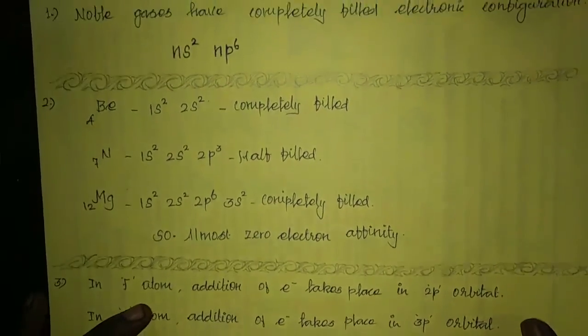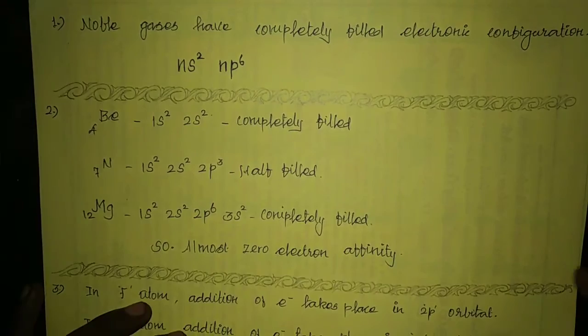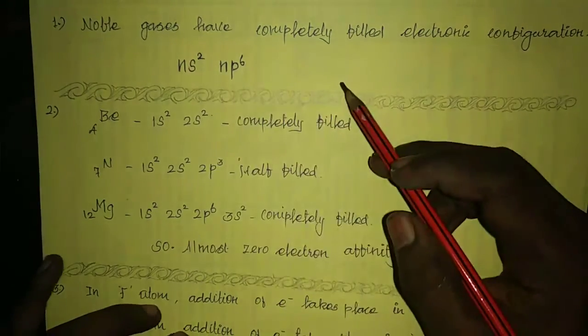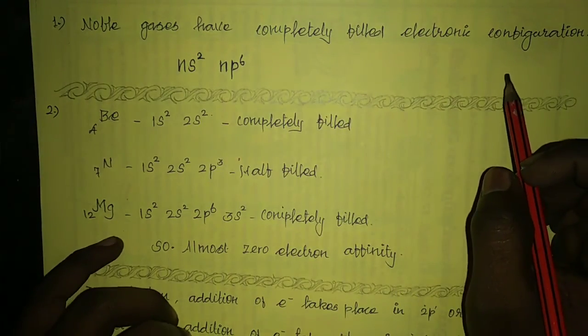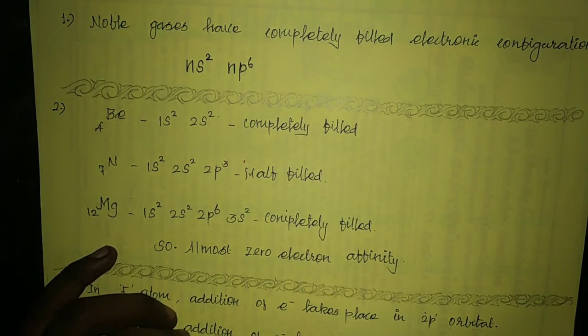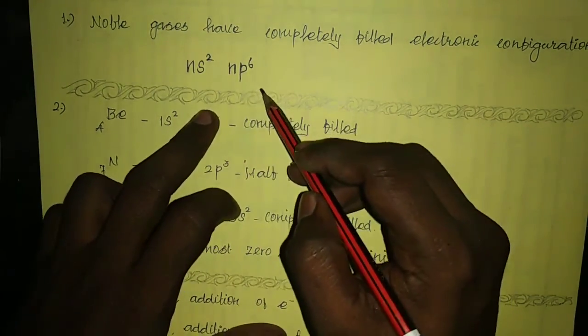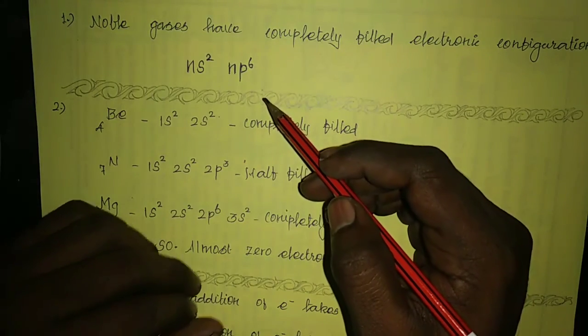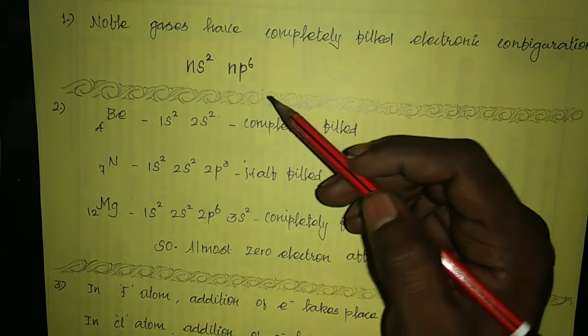The first question, noble gases have zero electron affinity. Why? So the answer is given here. Since the noble gases have completely filled electronic configuration, their general electronic configuration is ns2 np6. So because of this completely filled electronic configuration, they show zero electron affinity.